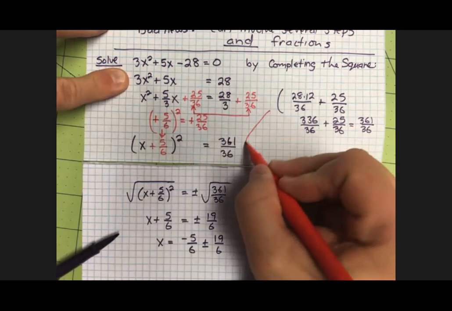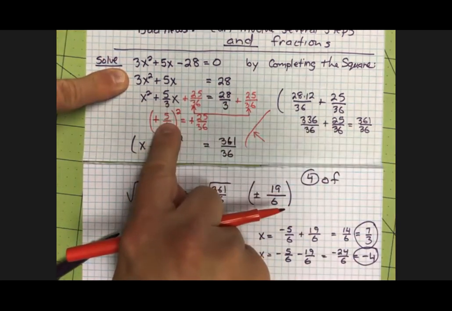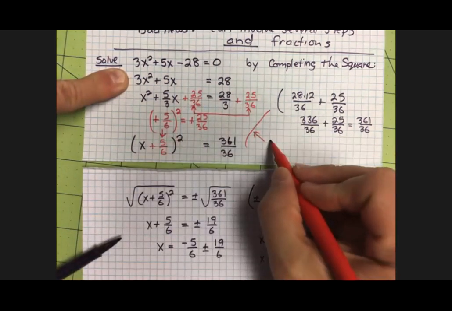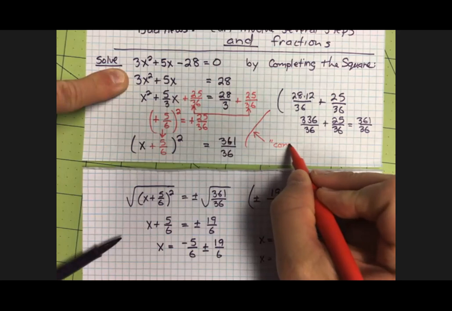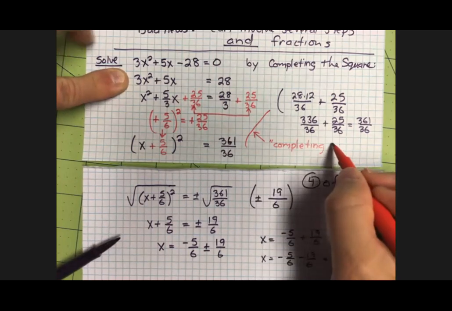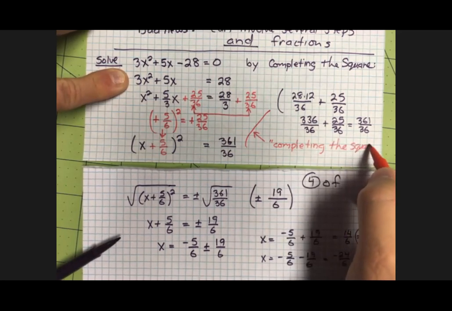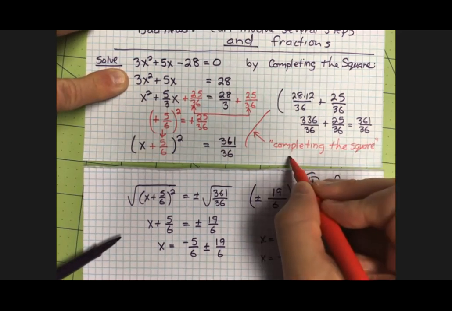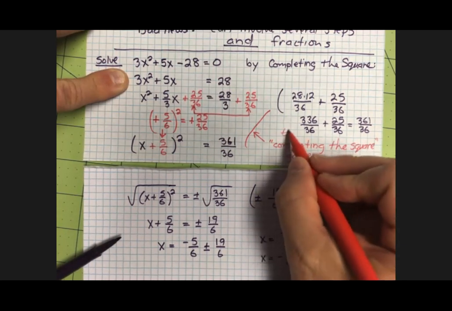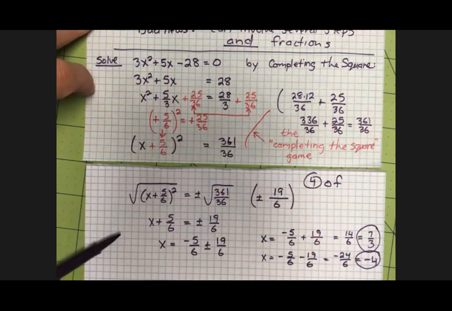Still, here's the game. This is the game you have to learn. Half that number, square it, add it, drop it down. That's the game you're playing. It's called the completing the square game. And if you learn that game, then you can solve these problems by completing the square.